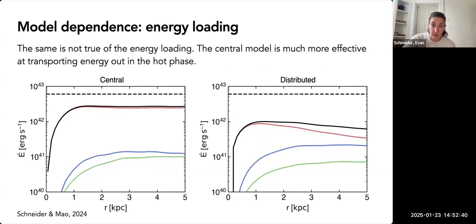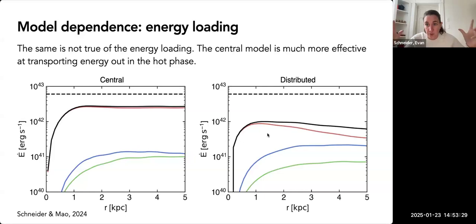The energy that comes out looks really different between the two models. In particular, these plots are now showing energy outflow rates as a function of radial distance. And the dashed black line in each plot shows you what the total available energy is based on the star formation rate, just assuming that every supernova is 10 to the 51 ergs, and all of that energy is available to couple to the outflow. And so you can see that in both cases, the majority of the energy is carried by the hot phase, not the cool phase. But in the central case, about 50% of the total available energy is actually getting out. This is a high specific energy outflow.